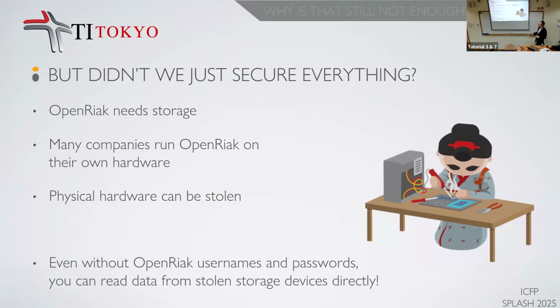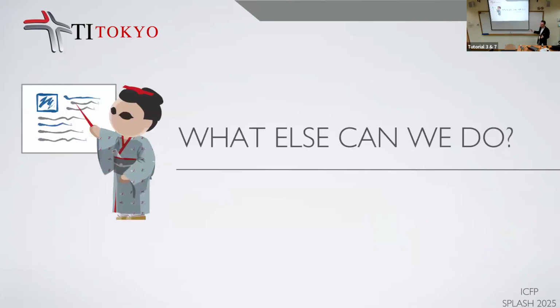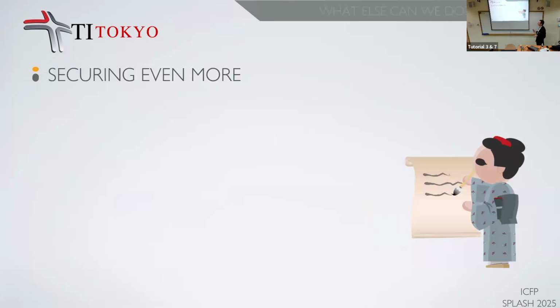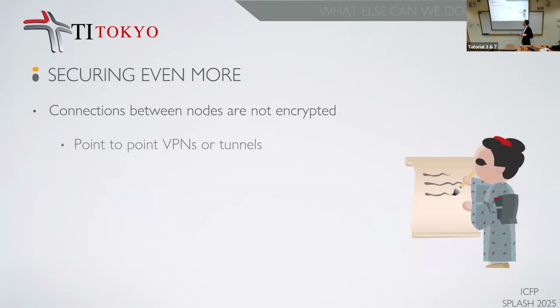So how do we deal with these harder issues that we've just encountered? I mean, we've locked down the database itself, but there are still vulnerabilities we didn't cover. So what else can we do? Well, secure even more. Connections between nodes are not encrypted. Any solutions? Encrypt them. Bingo! We encrypt them.